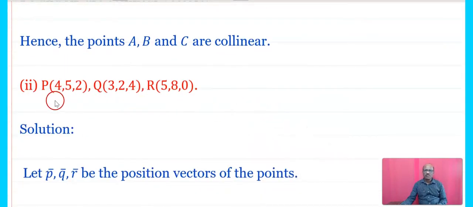Next is the point P, whose coordinates are (4, 5, 2), and Q is (3, 2, 4), R is (5, 8, 0).